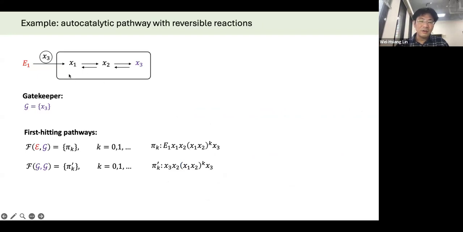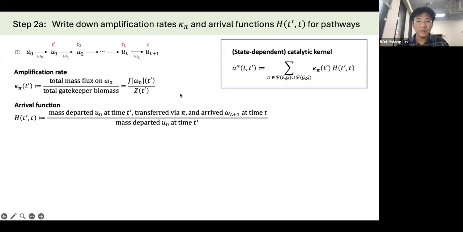So for example, in this simple reversible model, the first hitting pathway from the environment to the gatekeeper will have infinite time. It can come to x1, x2, and then do some loop here, like back and forth, and then hit x3. So we have infinitely countable pathways. And from G to G, if I start at x3, I can come to x2. I can also go between x1 and x2, and then go back to x3. So we can also include all these different pathways. And different pathways will have different probabilities, which we're going to weight in our summation.